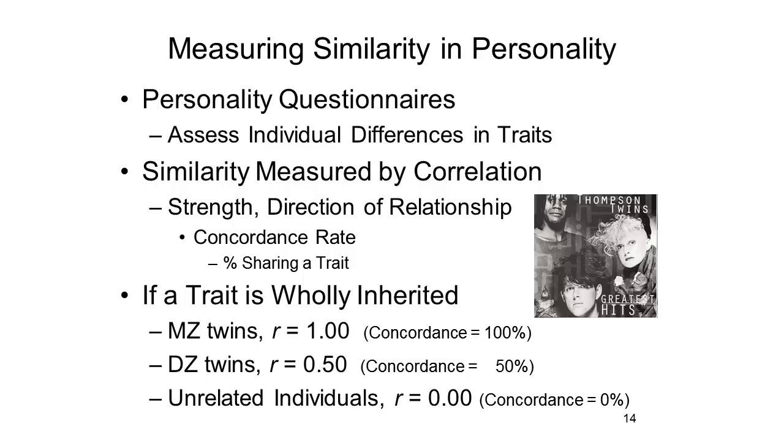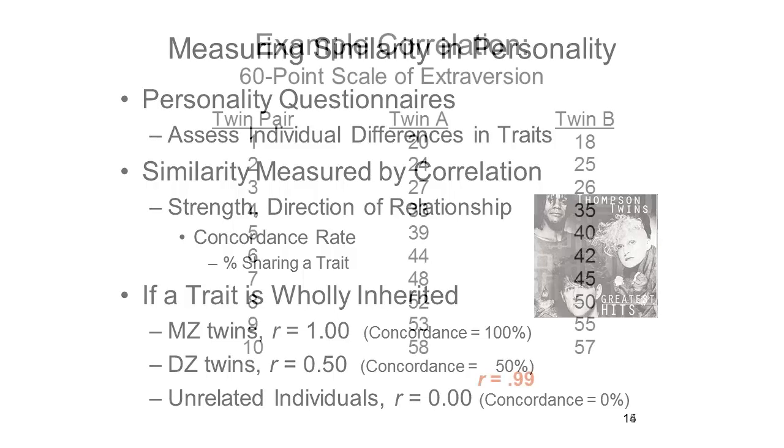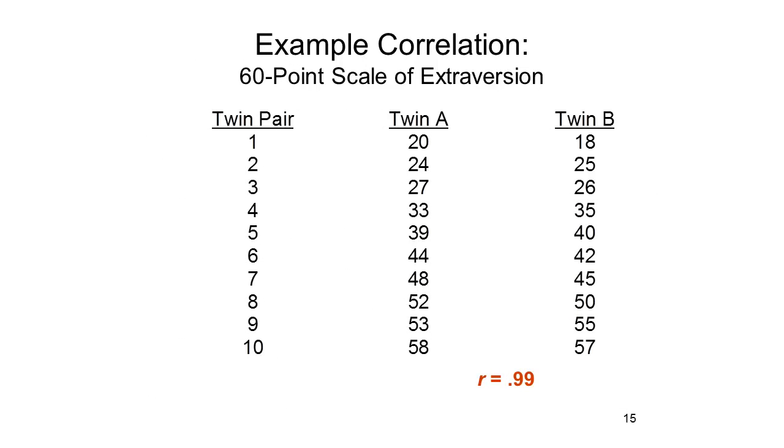Again, to the extent that a trait is inherited, we expect that monozygotic identical twins will be more similar to each other than dizygotic fraternal twins, regardless of whether similarity is measured by the correlation coefficient or the concordance rate. Here's a quick fictional example. This data is made up.